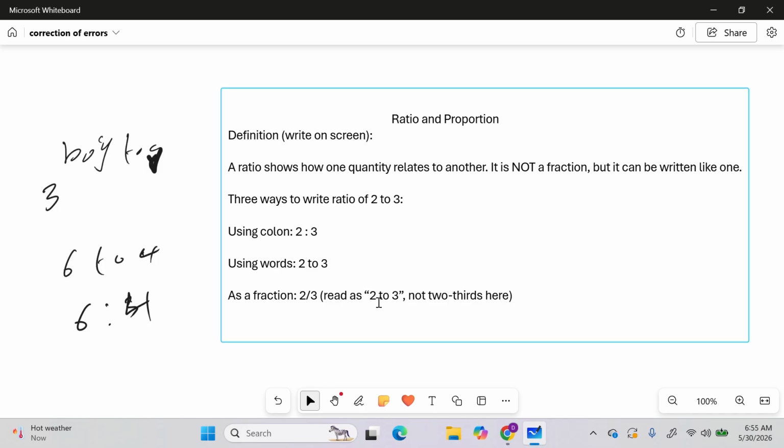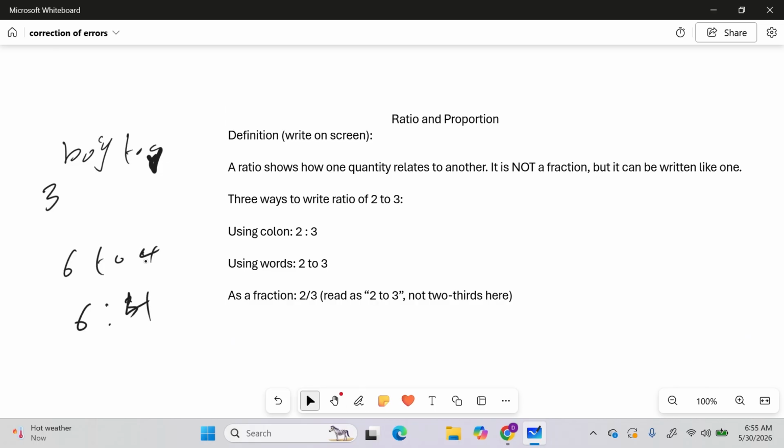So let's take this here. There are three ways to write ratio. We can write ratio in a colon form. Have you seen this? Colon. So you can write ratio using a colon. That is, I can write 2 to 3 as 2:3, and it is read as 2 to 3. Way back, our teachers were saying 2 colon 3, but the correct way is 2 to 3.